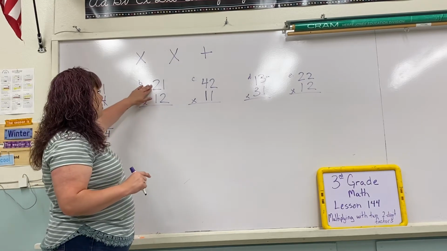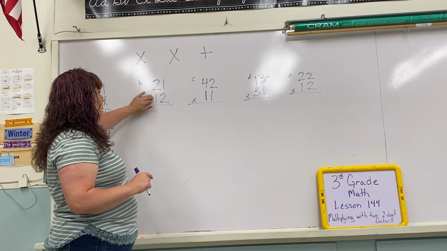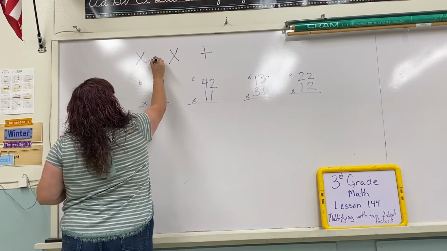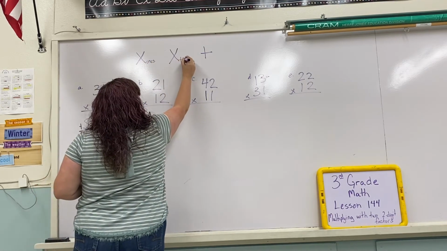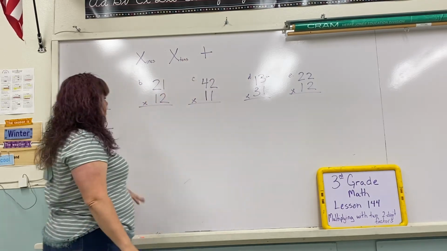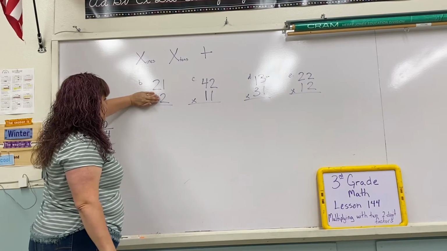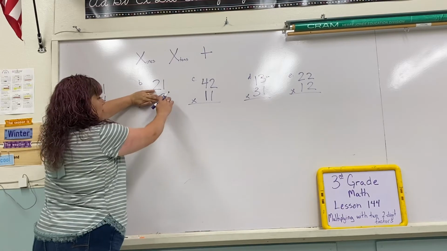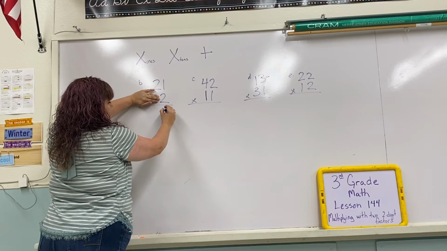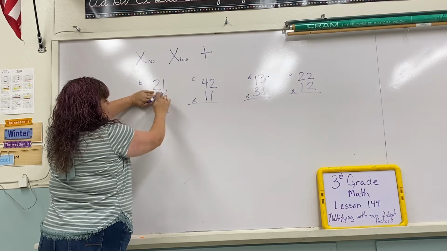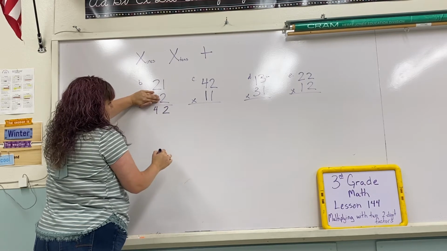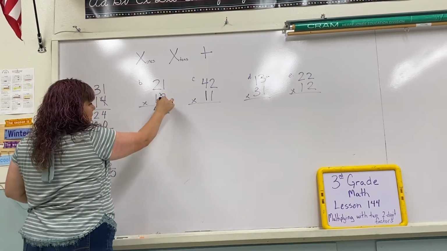All right, so we've got 21 times 12. We have a times by the ones, and then a times by the tens, and then we add them together. So first we're going to pretend like the 10 isn't here, and we're just going to multiply by the 2. 1 times 2 is 2. 2 times 2 is 4. Now we're done with the 1s.